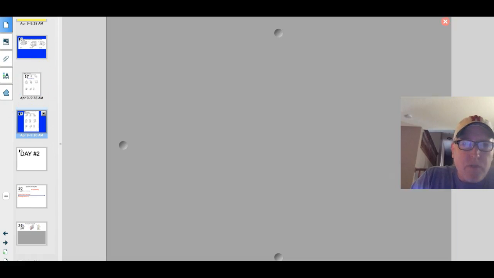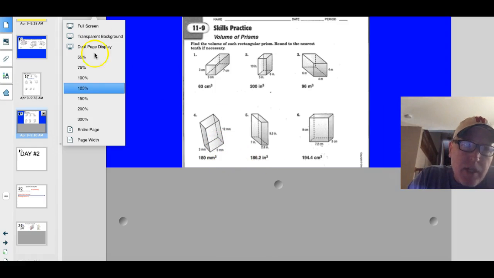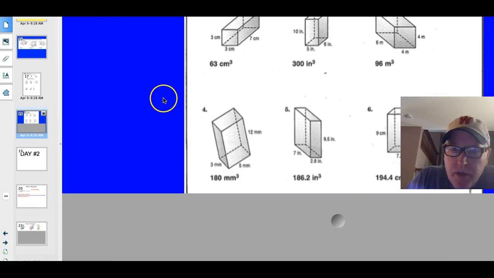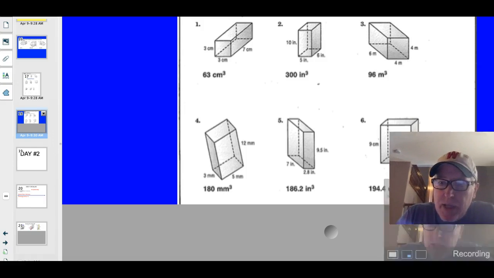Okay, let's just drop a screen in here and take a look at the answers to those questions. 63 centimeters cubed for the first one, 300 inches cubed for the second, 96 meters cubed for the third, 180 millimeters cubed for the fourth one, 186, I'm going to double check that and make that just a touch bigger, 186.2 inches cubed, and then 194.4 centimeters cubed for that last one.